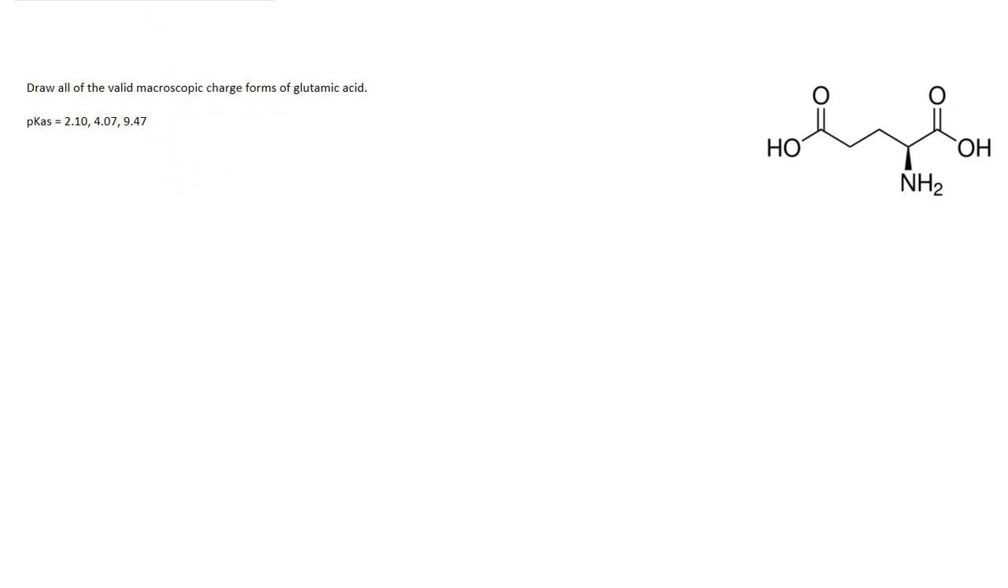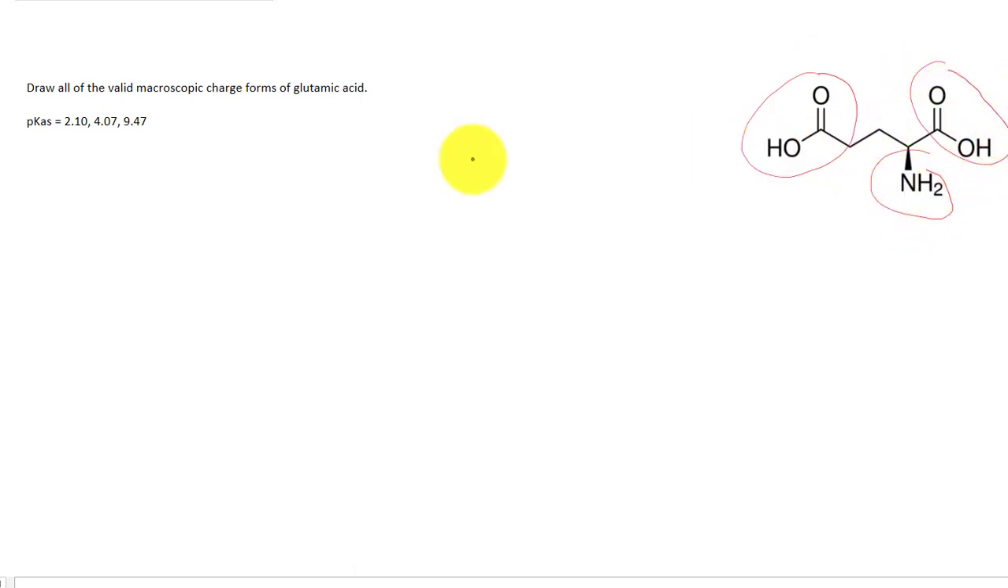Folks, so today we're going to be working a little bit on the macroscopic and different charge states of amino acids. And we're going to start with glutamic acid, which has a titratable R group. It has a carboxyl group here on the side chain. It also has a backbone amine and a backbone carboxyl group. The pKa's for these groups are listed.